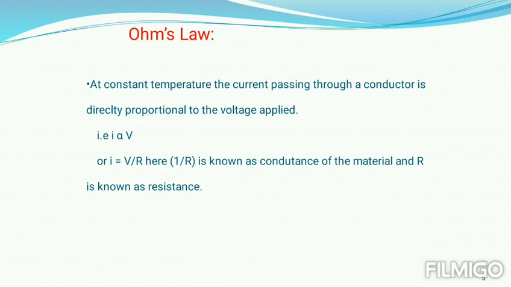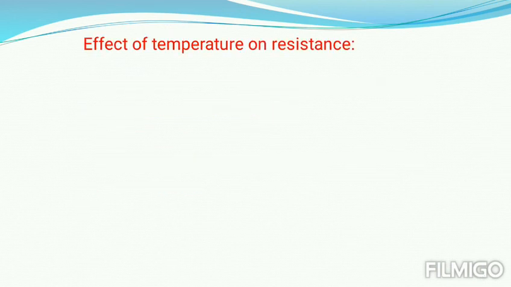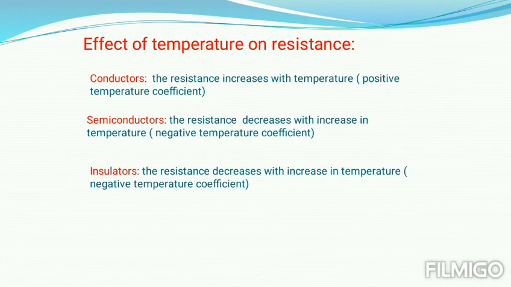Let us see how the temperature is going to show its impact on the resistance for various materials like conductors, semiconductors and insulators. For conductors, the resistance increases with temperature. That means as the temperature increases, the resistance also increases, and the conductors are said to have positive temperature coefficient. Whereas for semiconductors and insulators, the resistance decreases with increase in temperature, hence they are said to have negative temperature coefficient.